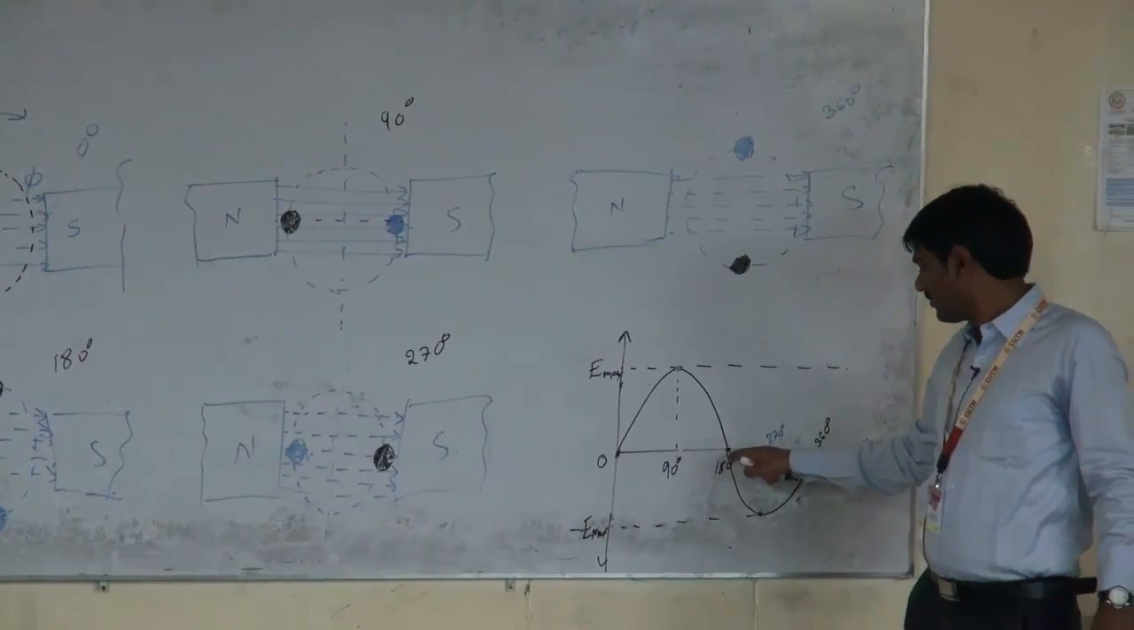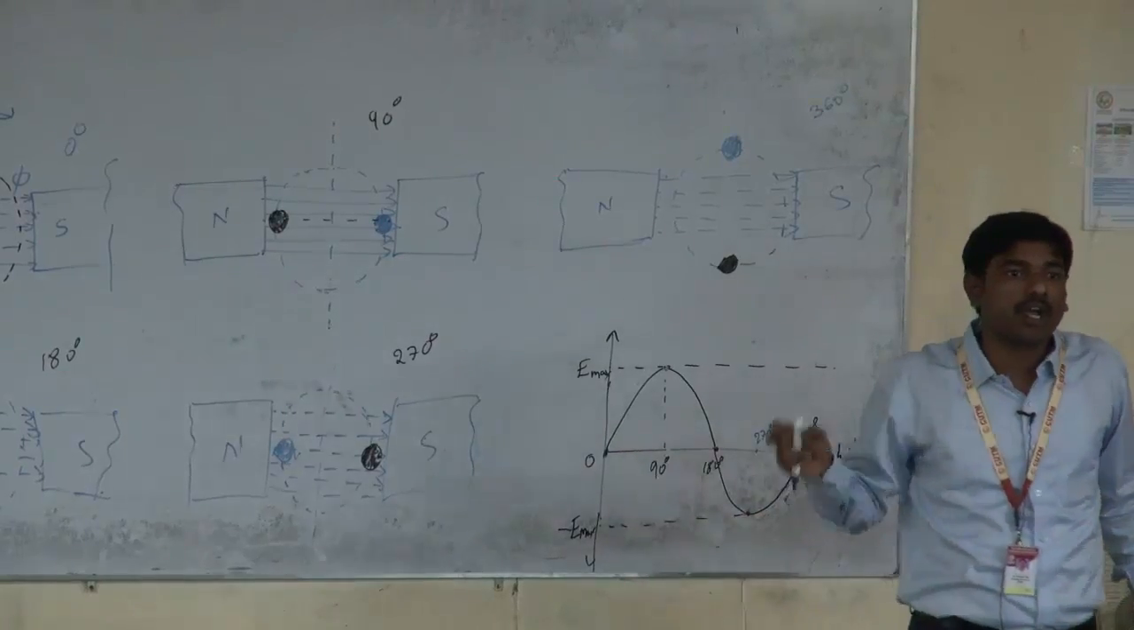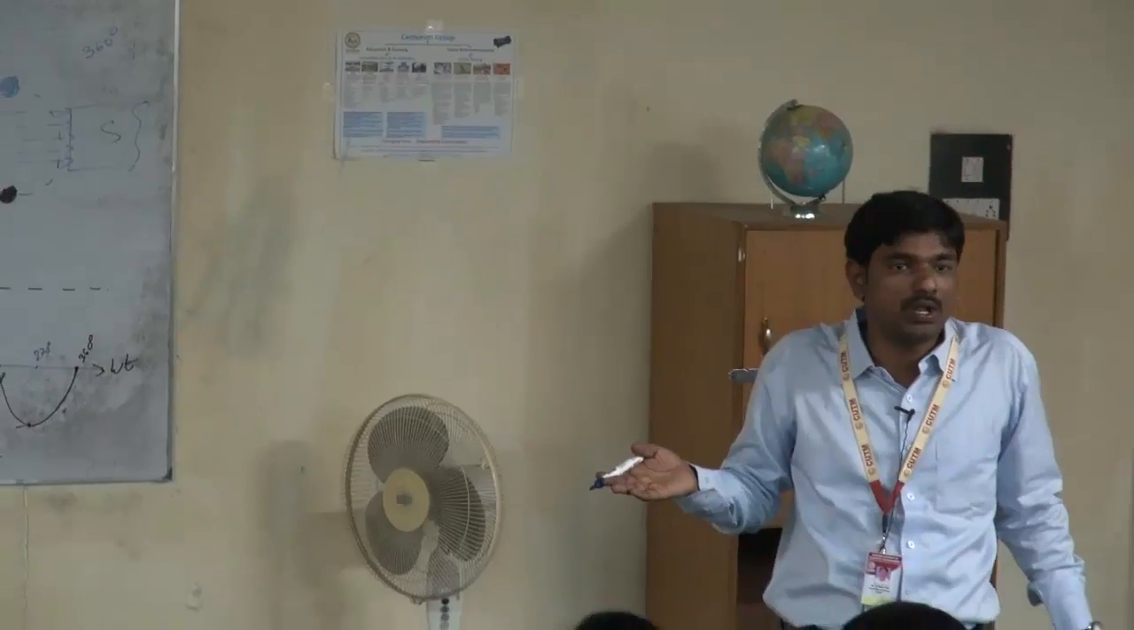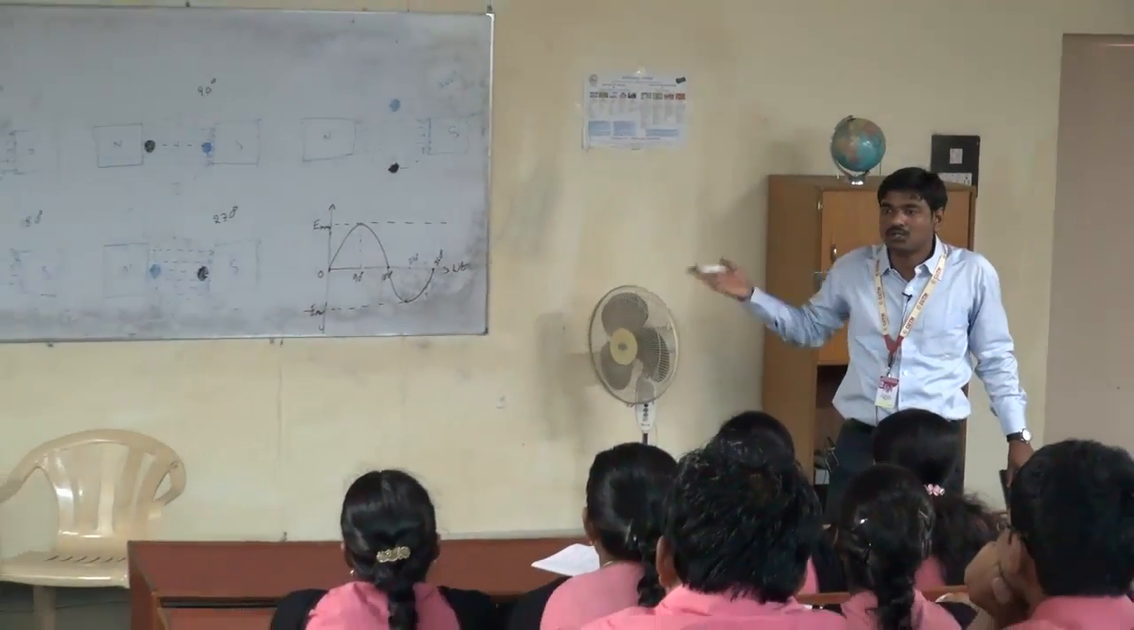Now from 180 degrees to 270 degrees, what happened? The conductor which was under the north pole is now coming under the south pole, and now it is cutting the flux from upwards to downwards.